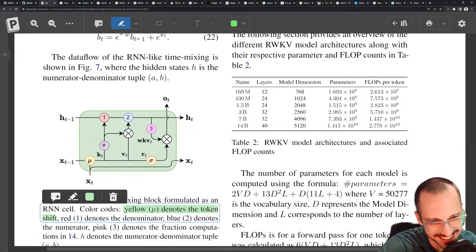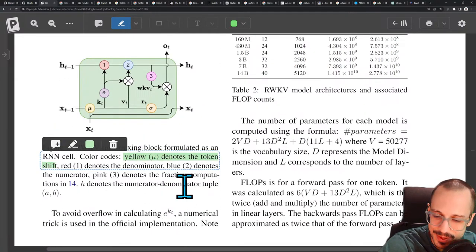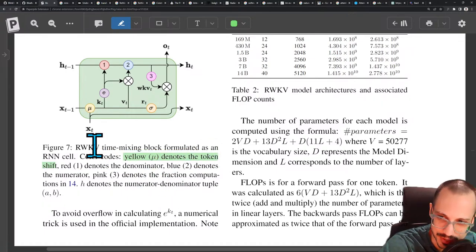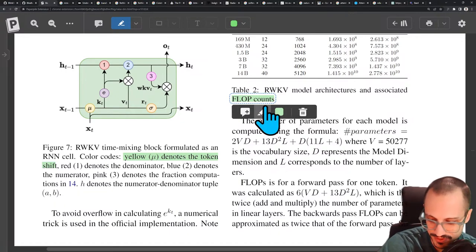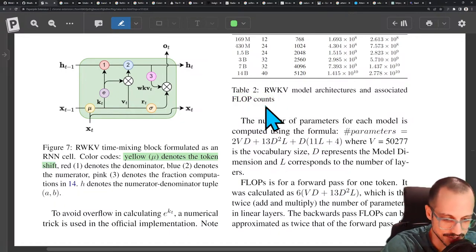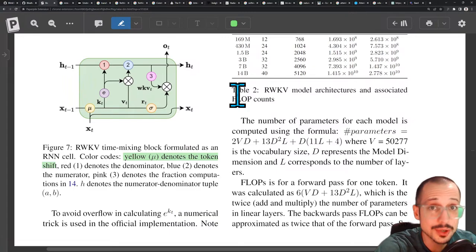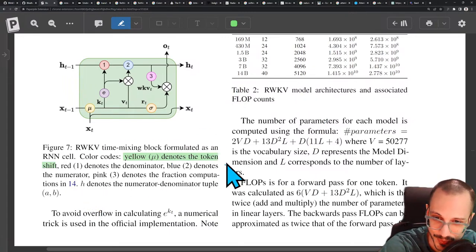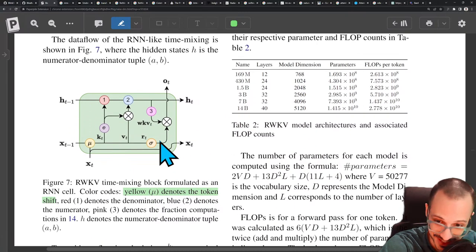Finally, this entire paper, we were like, what is this mu? And now we know what it is. It's a token shift. It's basically you take X of T and you take X of T minus one and you linearly interpolate between them. And then there you go. That's your little token shift. Jesus, it took, what is that? It took like 2.5 hours for us to finally understand what the fuck this mu was. And it's just the token shift.